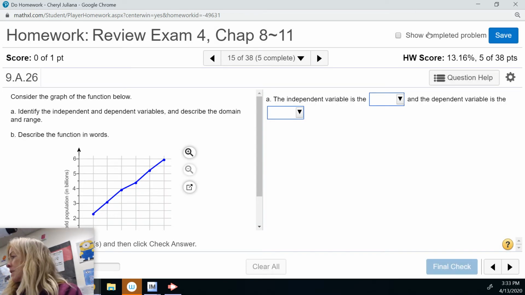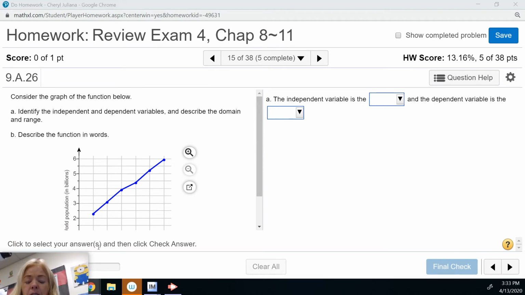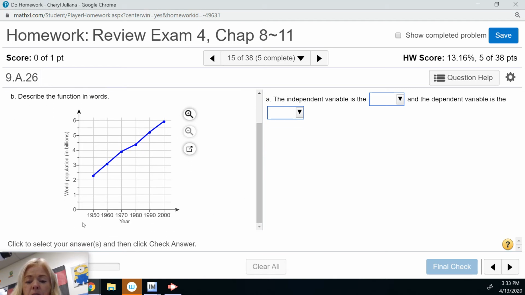Number 15. Consider the graph of the function below. Identify the independent and dependent variables and describe the domain and range. So I'm going to push this down a little bit. We need to see this x-axis, and it looks like years are along the x-axis, and we start at 1950 and end at 2000. So the independent variable will be years, and the dependent variable is the population because it's along the y-axis.